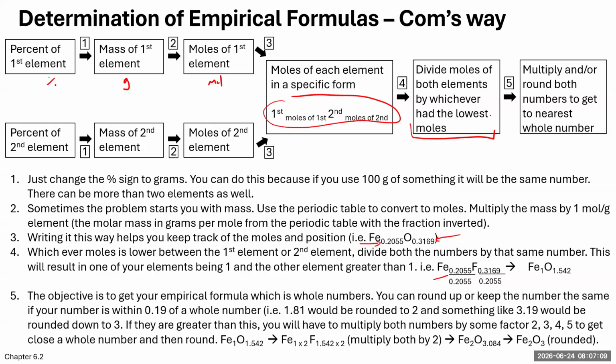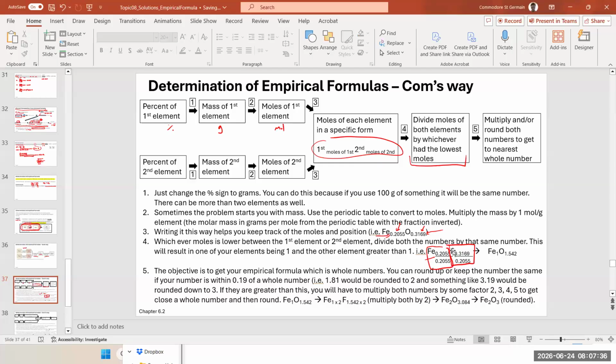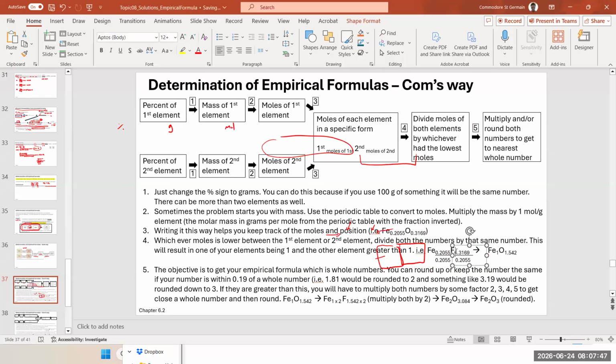Divide the moles of both elements by whatever had the lowest moles. So if you look here, this is 0.2, this was 0.3. So we're going to divide both of these by 0.2055. And let me think, I was getting a little creative here and I wanted to use something different. I'm going to try and move this out of the way because this is supposed to be oxygen.